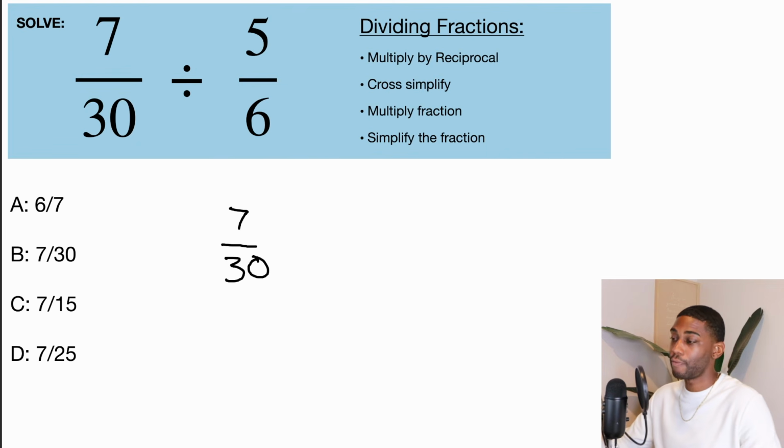So the first fraction stays the same. Keep the first fraction just how it is, 7/30. Now we have to do what? Multiply by the reciprocal, meaning we flip this fraction upside down. So instead of 5/6, we'll have 6/5.